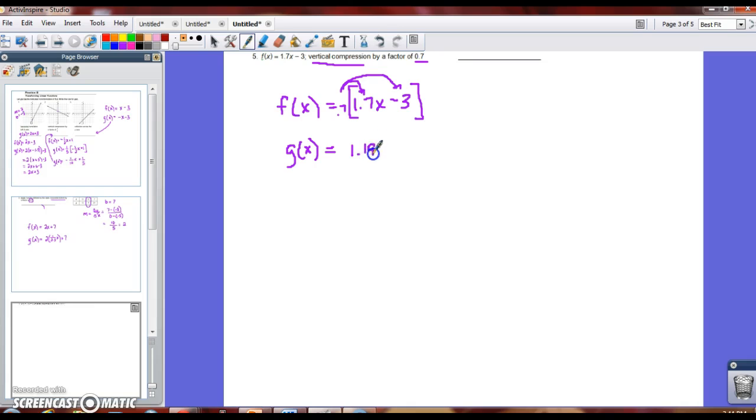I end up with 1.19x minus 2.1. That's my whole equation right there, and that's all I have to do for that one.